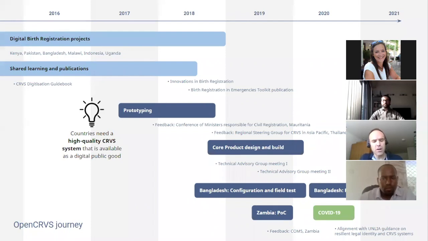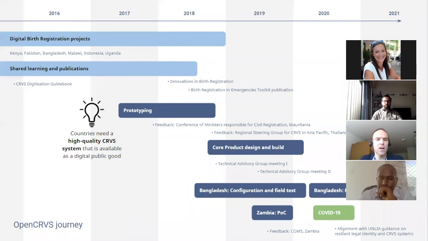We went through a prototyping phase where we built an initial version of the product and we shared it with you. For example, at the Conference of Ministers in Mauritania, and we got feedback from you, also with the regional steering group for CRVS in Asia Pacific. That helped us then start work on the core product itself. We established a technical advisory group. We had 2 meetings with the technical advisory group to provide specific feedback on how to create a rights-based civil registration system. And then finally, in the later phases, we've been working on reference implementation.